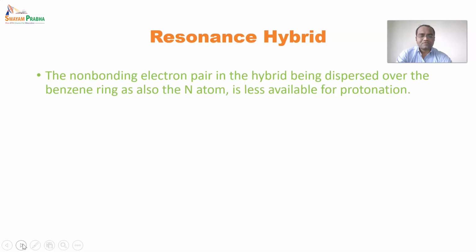And if we see the structure of the hybrid, the non-bonding electron pair of nitrogen is dispersed into the benzene ring and is less available for protonation. So here we can see it: nitrogen has one lone pair of electrons which is non-bonding, and it is dispersed into the benzene ring.